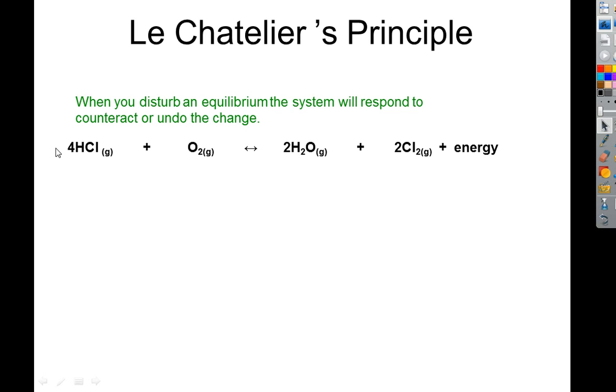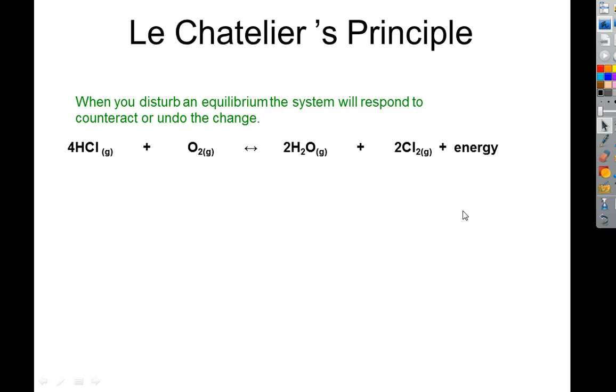Hydrochloric acid reacting with oxygen in equilibrium with water, chlorine and energy. This reaction can also be referred to as an exothermic reaction because the energy is a product, or it could have been written that the heat of reaction was a negative number. Both of those statements imply that energy is to be written as a product.